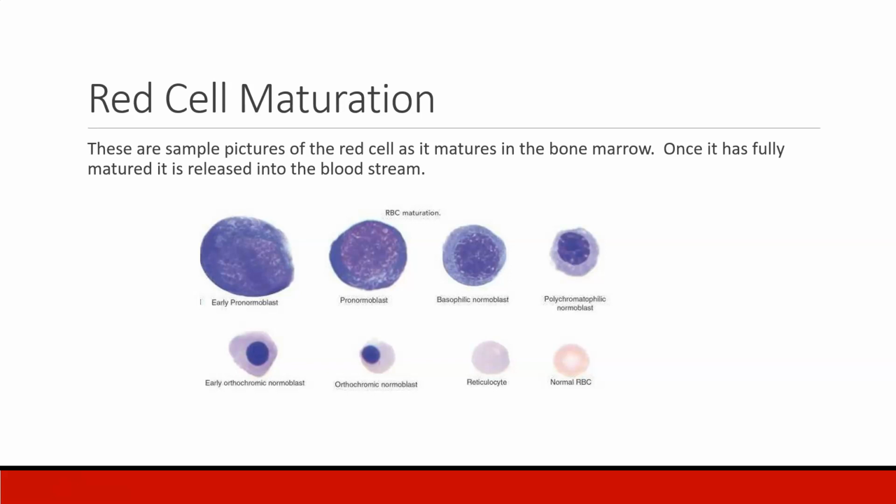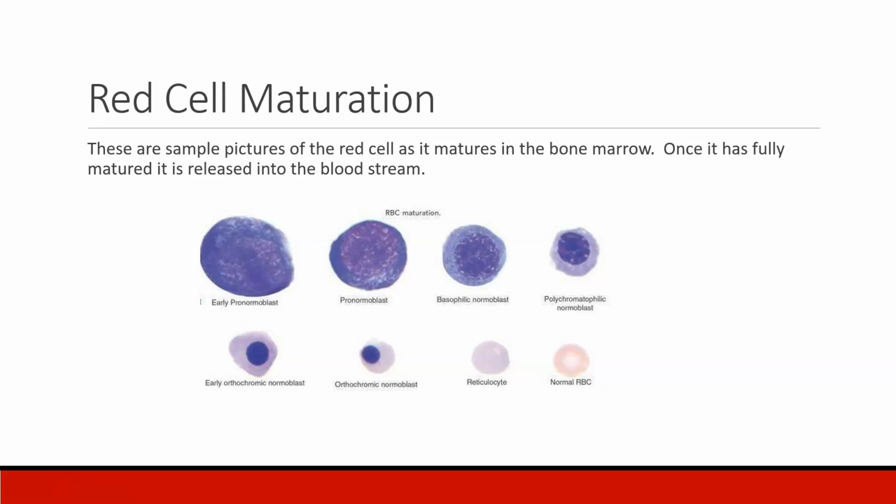I want you to draw your attention to the bottom pictures. In the bone marrow, red cells have a nucleus, but right before they're born, the nucleus comes out and the red cells are released into the circulation.